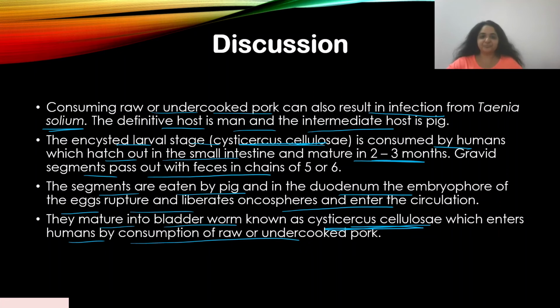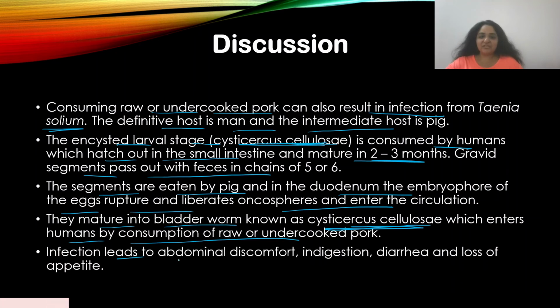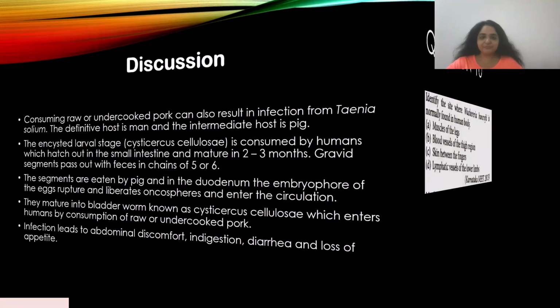So it is very important that you cook the pork properly before consuming it. Basically Cysticercus cellulosae, if they ever ask you the infective stage of Taenia solium, you know it is Cysticercus cellulosae. Now infection leads to abdominal discomfort, indigestion, diarrhea, and loss of appetite.